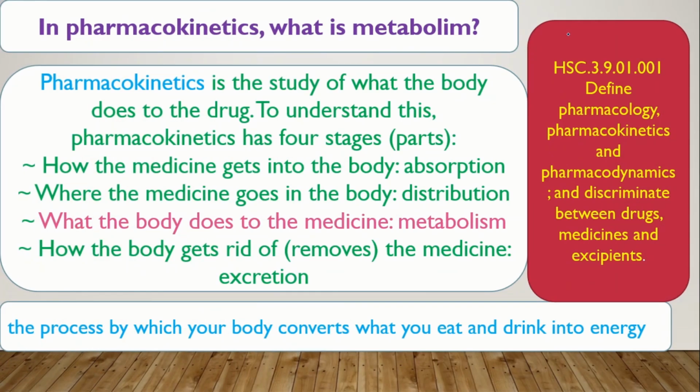Criteria for question 2: define pharmacology, pharmacokinetics and pharmacodynamics, and discriminate between drugs, medicines and excipient. First, we have pharmacokinetics, which is the study of what the body does to the drugs. Pharmacodynamics, it is the opposite.